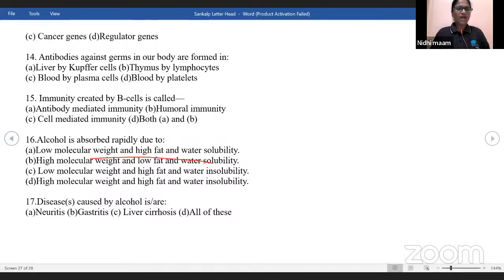14th question. Antibodies against germs in our body are formed in: A, liver by Kupffer cells, B, thymus by lymphocytes, C, blood by plasma cells, D, blood by platelets. Where are antibodies formed? Deepak answered it. Any other answers?